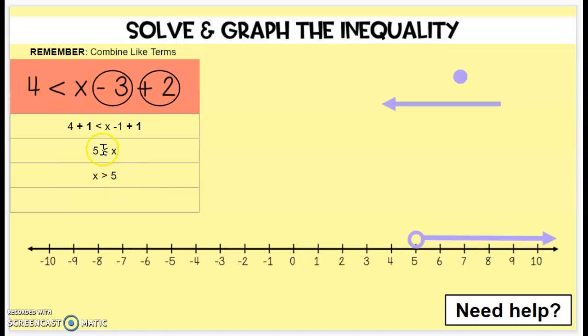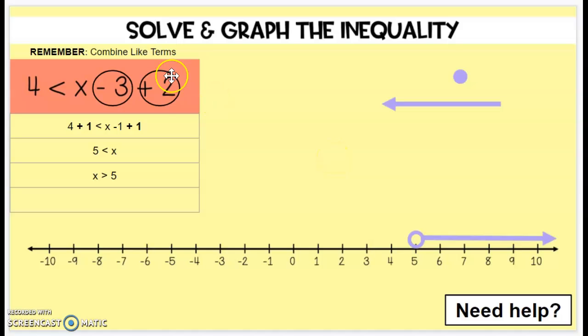But when you switch it, you have to make sure that it is switched properly. We can look at this. 5 is less than x. So 5 is less than any number that x will be. So x can be 6, 7, 8, 9, 10. So it's right there. Or x is greater than 5. Again, the arrow's pointing on the right side. All of those numbers are greater than 5.